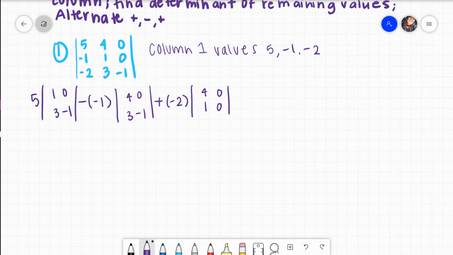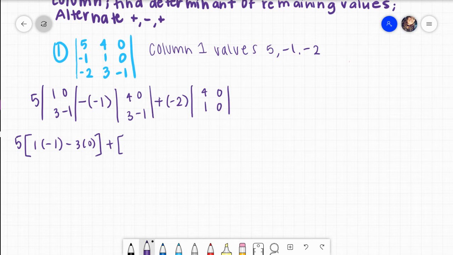So what I'm going to do is start using some brackets. I'm going to do 5 times the determinant that I get here. Looking at this, I take the product of the two diagonals. What I'm going to have is 1 times -1, and I'm going to subtract from that 3 times 0, and then close my bracket. If you look right here, I have a negative times a negative. Since those signs are the same, it's a positive. It's the number 1, y'all.